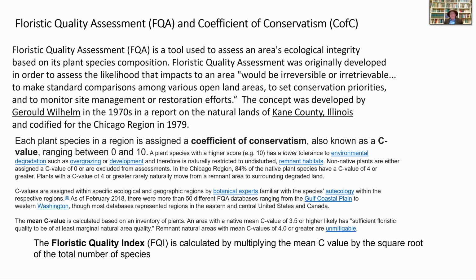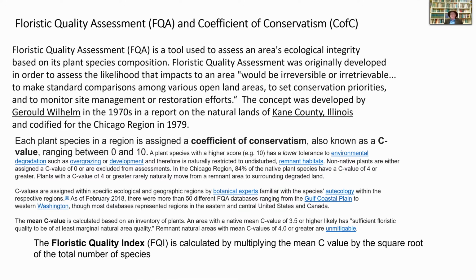So the more likely a species is to be found in a high quality natural area, the higher its coefficient of conservatism. And the lowest ones would be what we maybe call native weeds or native invasives, species that we don't really consider to be indicative of high quality, even though they might be present in high quality areas. The high quality areas would have many species which were more specific to that.